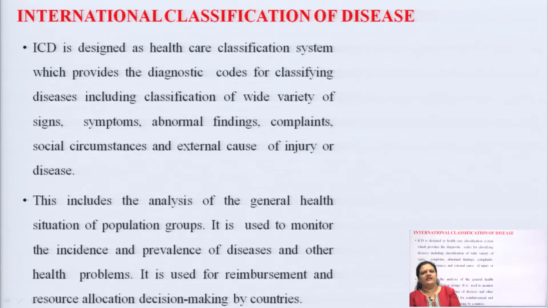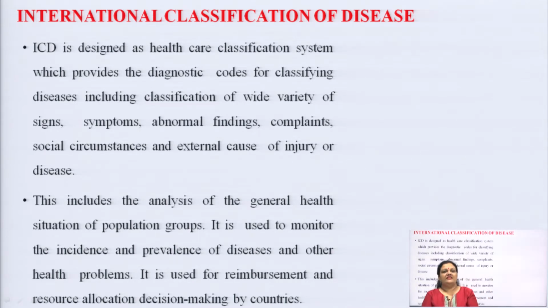So, this ICD includes the analysis of the general health condition of different groups of the population. Different groups here means children, then teenagers, then adults, then the elderly. Okay. This ICD classification system is used to monitor the incidence. Incidence means the chances of occurrence or acquiring a particular disease, like if I am immunosuppressed, I am more prone to acquire that particular disease.